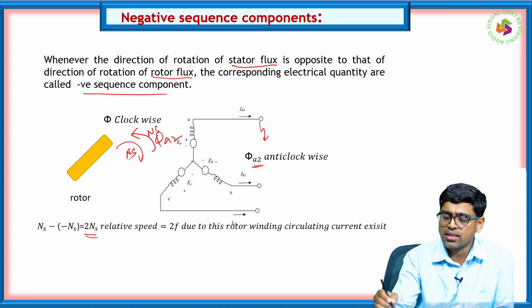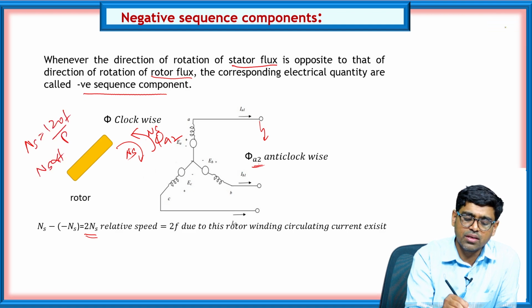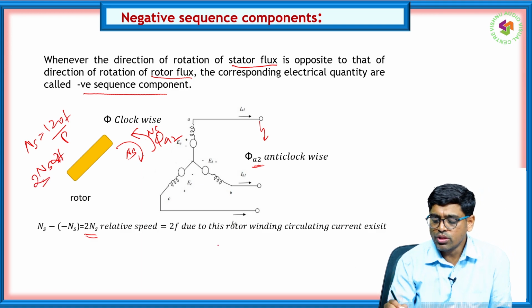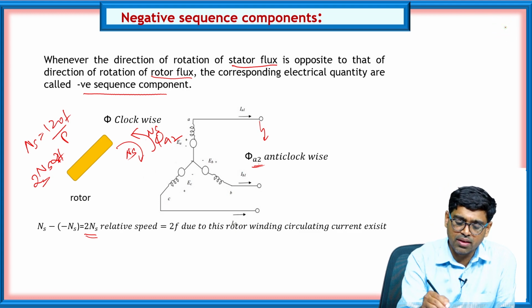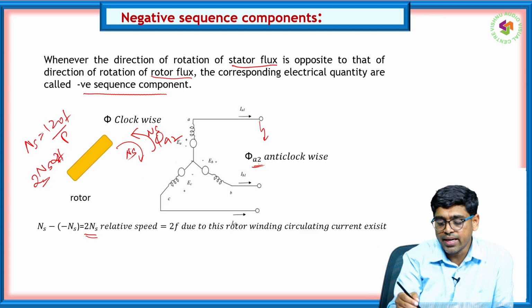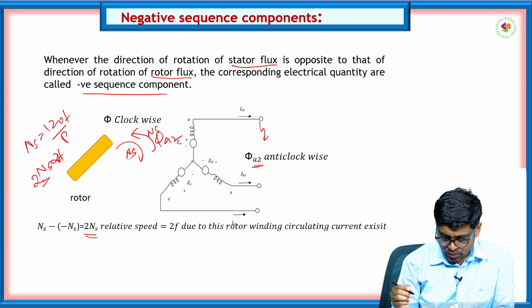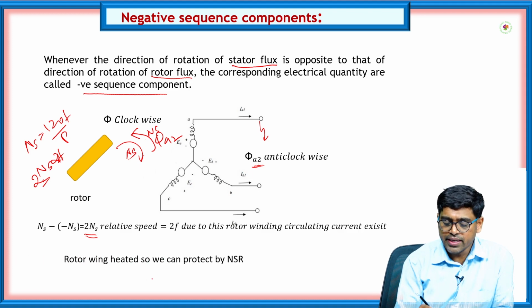And Ns is nothing but 120f by P, which means Ns is proportional to frequency. So Ns is double, then it is 2 times the frequency. Due to this, circulating current will exist in the rotor winding because of the higher frequency of flux. The rotor winding is heated, so we can protect it with the negative sequence relay.